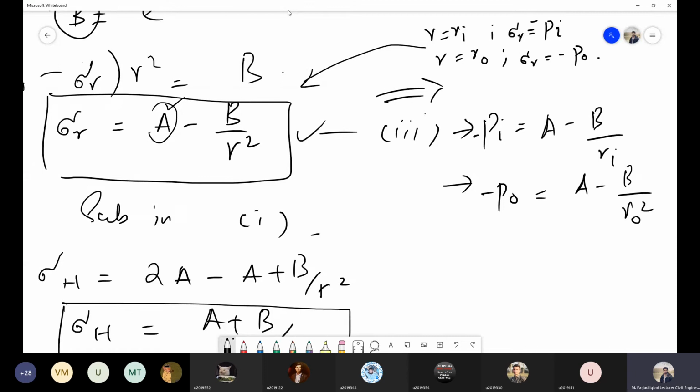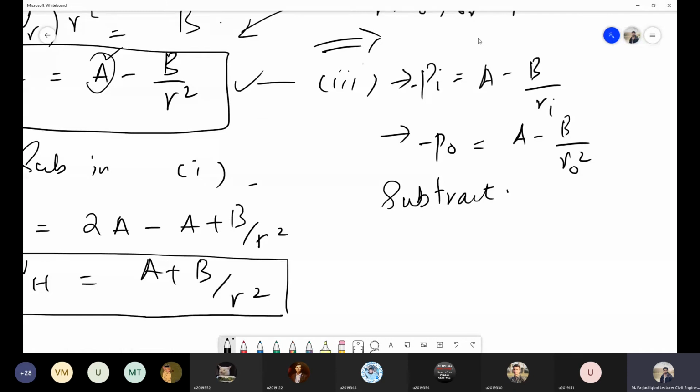Now if I subtract these two equations, my purpose is to get the values of A and B in terms of these internal pressure and radius. The benefit is that once I have A and B in terms of these internal and external pressures, which are all known factors for a particular cylinder, I will simply get one generalized equation for sigma R or sigma H.